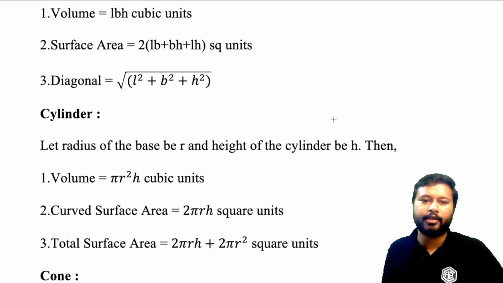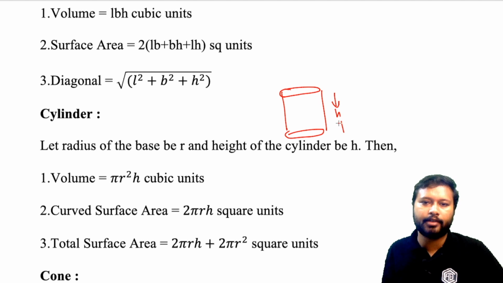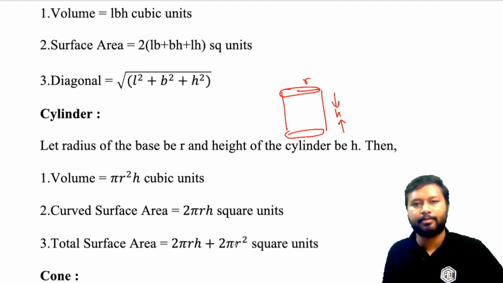For a cylinder, if the height of the cylinder is h and the radius of the cylinder is small r, the volume is given by pi r square h, curved surface area is given by 2 pi r h, and total surface area is given by 2 pi r h plus 2 pi r square.